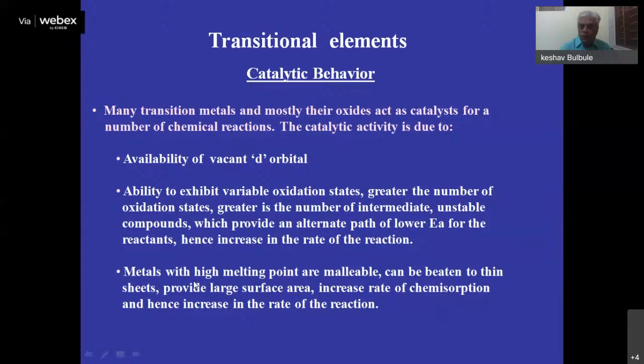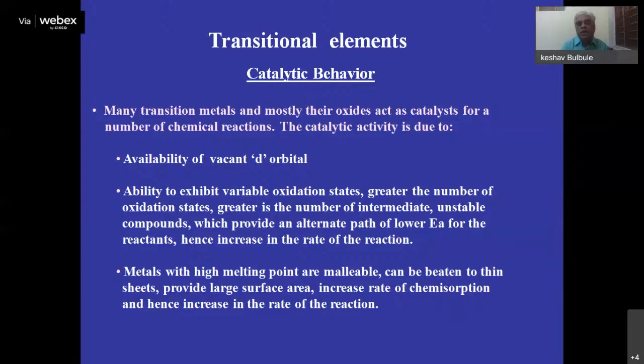Metals with high melting point are malleable and can be beaten into thin sheets, because the catalytic property of any substance increases as the surface area of the catalyst increases. You can read the law of mass action. The unique property of D block elements is that they are malleable, meaning a thick sheet can be beaten into a very, very thin sheet, and over the entire larger surface area available, reactants can go and accumulate, and due to such accumulation, there will be an increase in the concentration of the reactants.